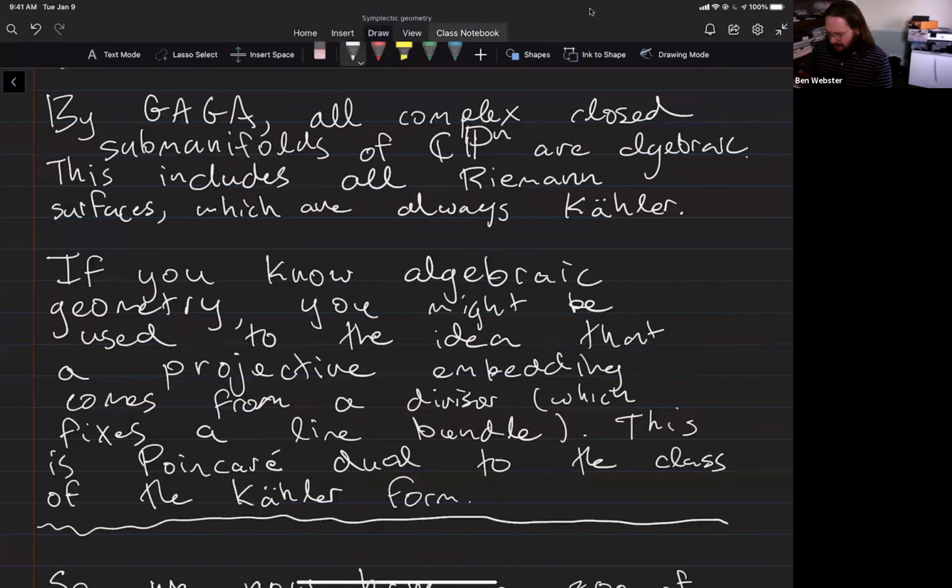If you're used to thinking about divisors in algebraic geometry, what ends up happening is that a projective embedding of some algebraic variety inside complex projective space corresponds to a divisor in that variety that comes from intersecting with a hyperplane in CP^n. So you get a complex codimension 1, real codimension 2 subvariety. And that should be Poincaré dual to the cohomology class of the Kähler form, right?